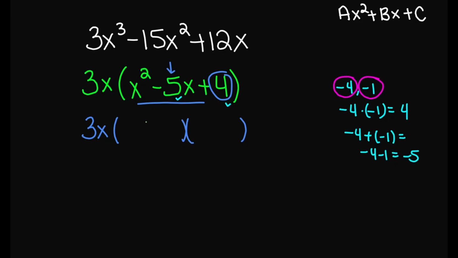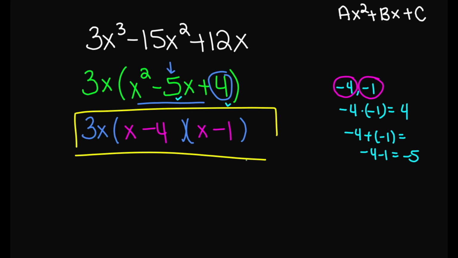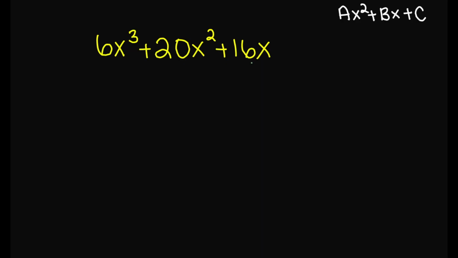So this is going to be x minus 4, and then here x minus 1. And as you can see, we cannot factor any further, so this is your final answer. Let's look at this example here.